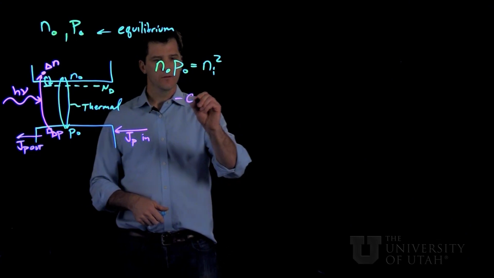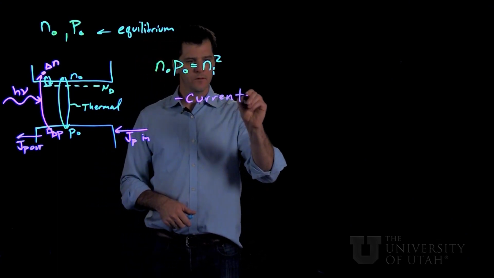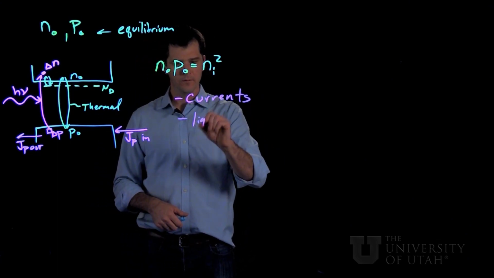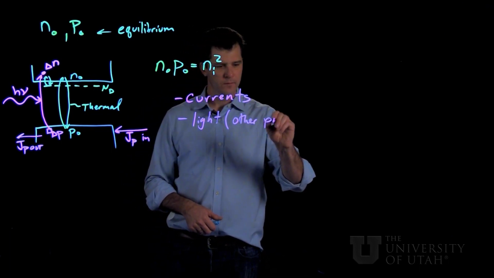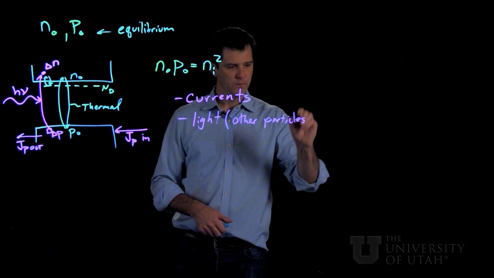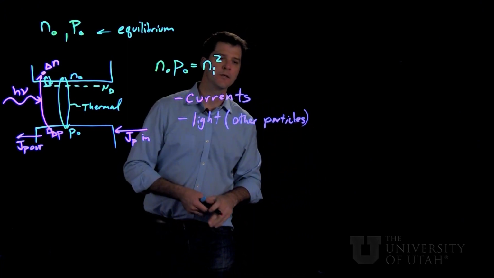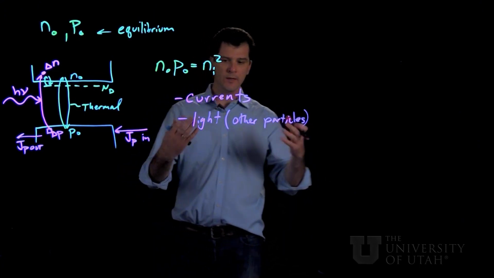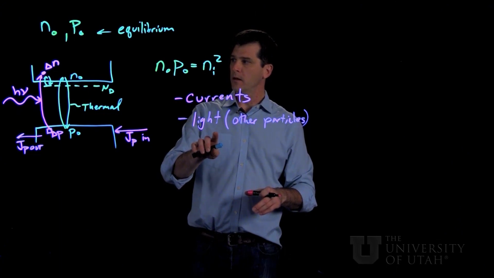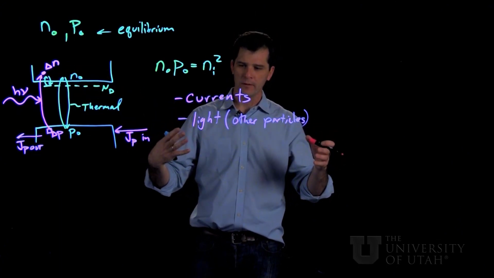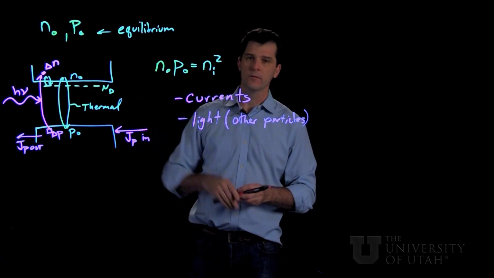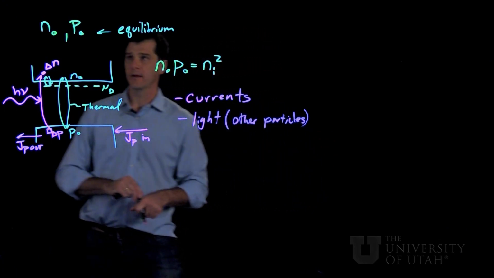So either currents, light, or other particles. For example, if you're working in radiation detectors, the radiation can actually generate these electron hole pairs also. So any exterior stimulus that can disturb this equilibrium will generate these excess carriers.